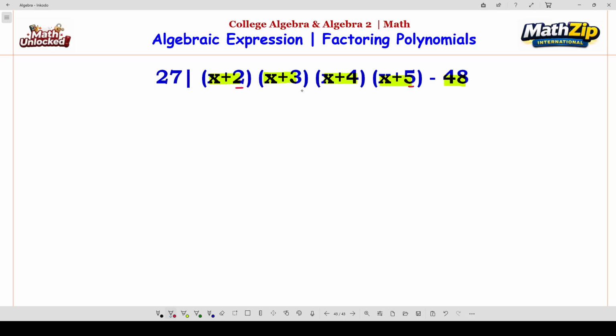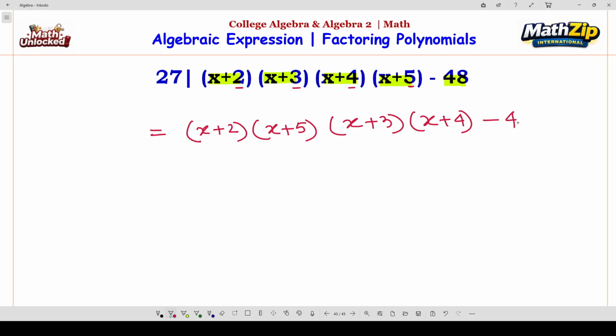It's 7. 3 plus 4 is also 7. So we can rearrange it as (x + 2)(x + 5)(x + 3)(x + 4) - 48.